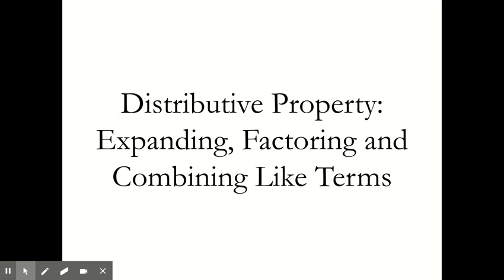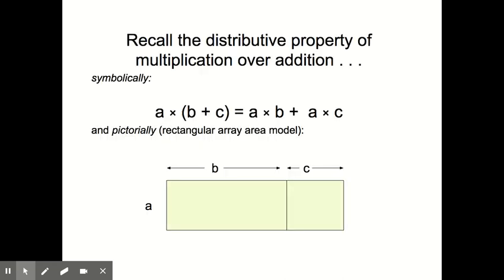Okay, this video is about the distributive property, and about expanding using the distributive property, factoring, and combining like terms. If you recall, the distributive property of multiplication over addition, symbolically, would look something like this, where you have a number or a variable on the outside, and then in parentheses, two numbers or variables that you're adding. And what happens is we distribute the variable on the outside to both pieces on the inside.